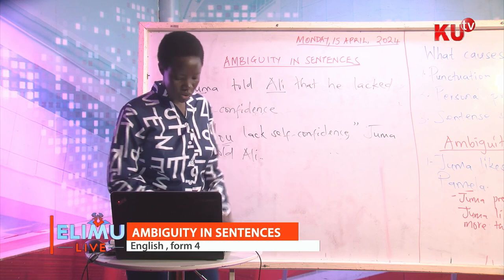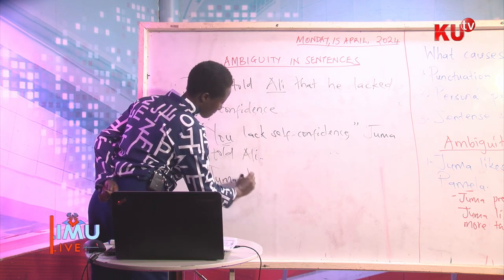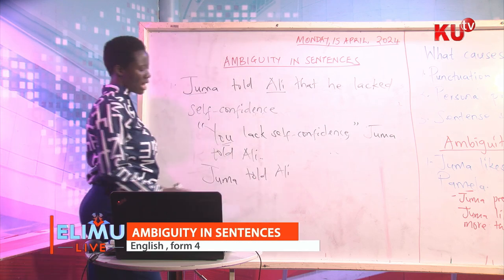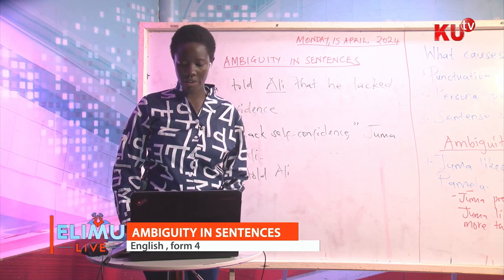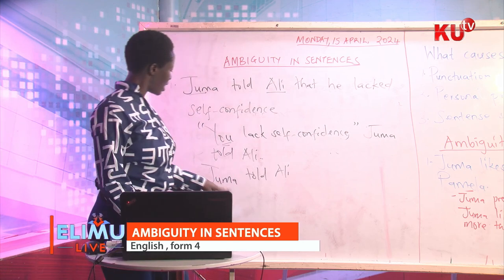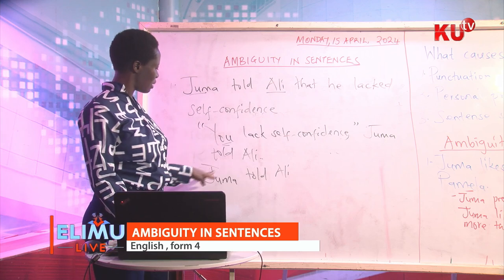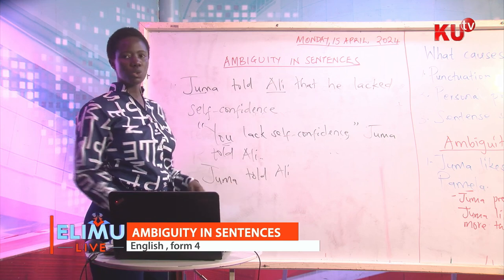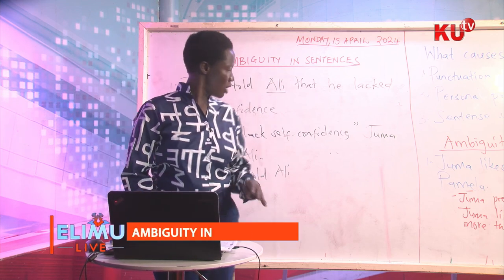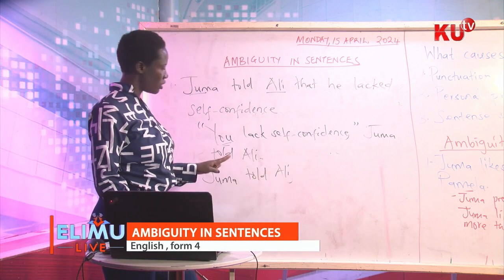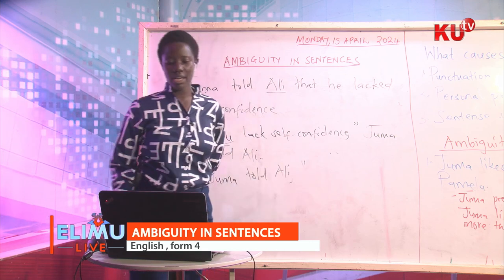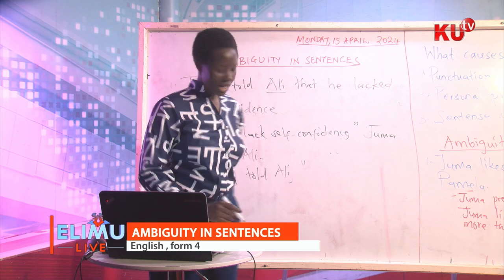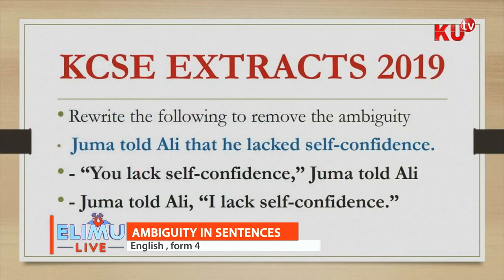In the second case, you can say, Juma told Ali. Again, we go back to the rules in writing direct speech. Juma starts with a capital letter. The first word must start with a capital letter. That is obvious. To separate the words of the speaker from the tag, you have to use the comma. So Juma told Ali, comma, and then you open the speech marks and write, I lack self-confidence. The I must also be capital. Juma told Ali, I lack self-confidence.